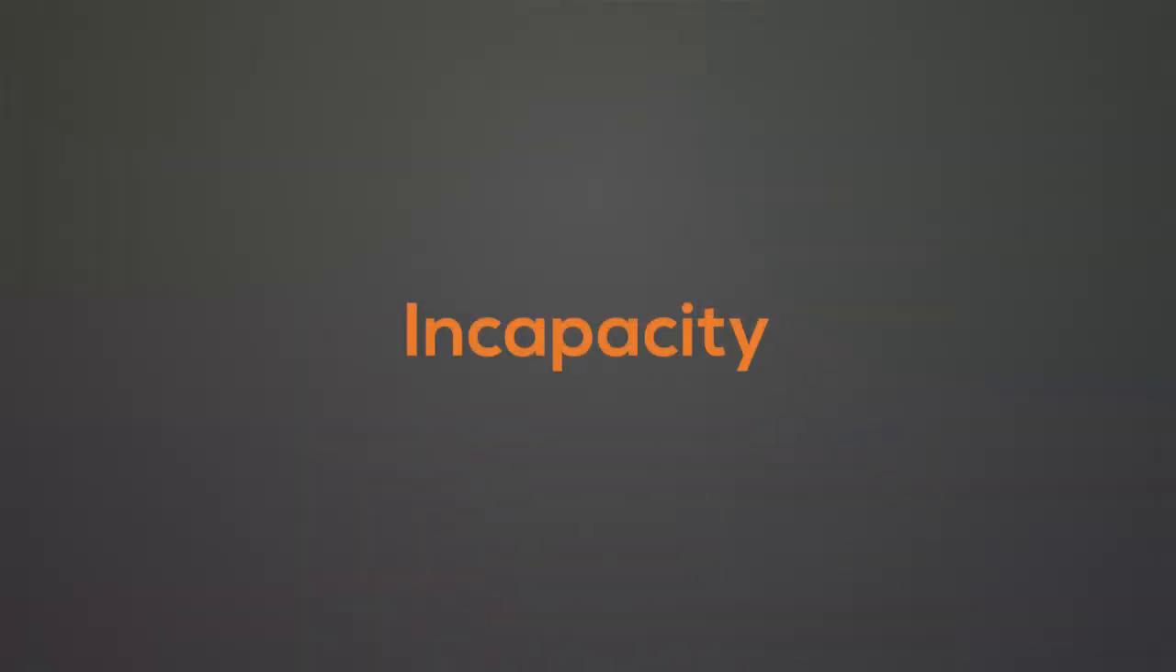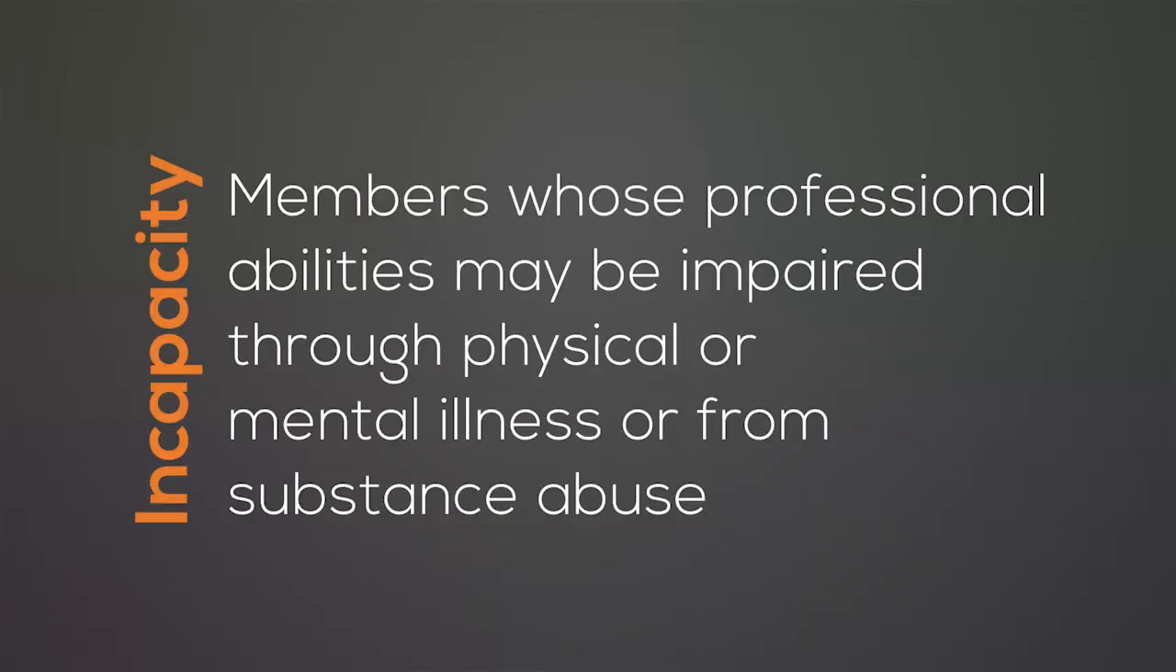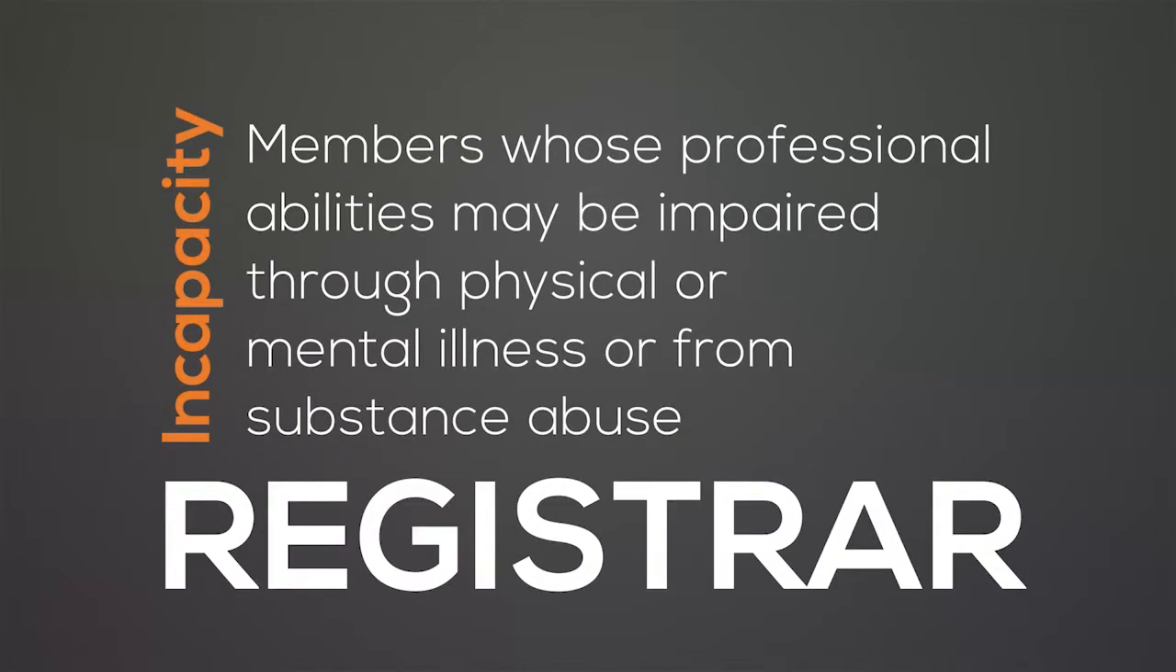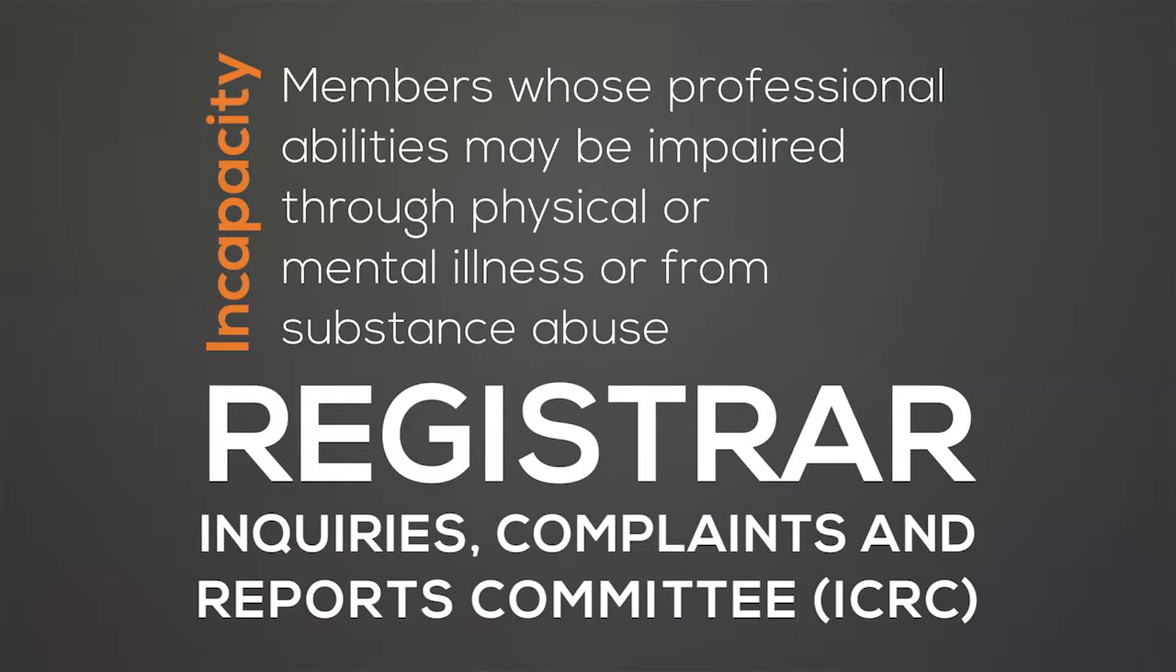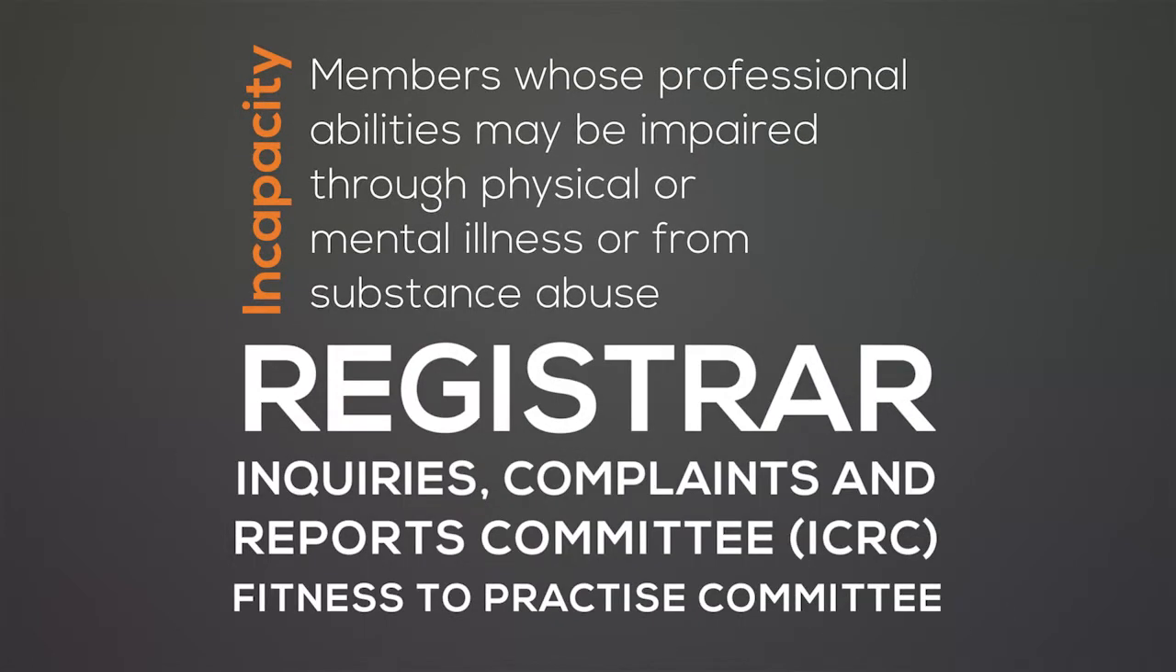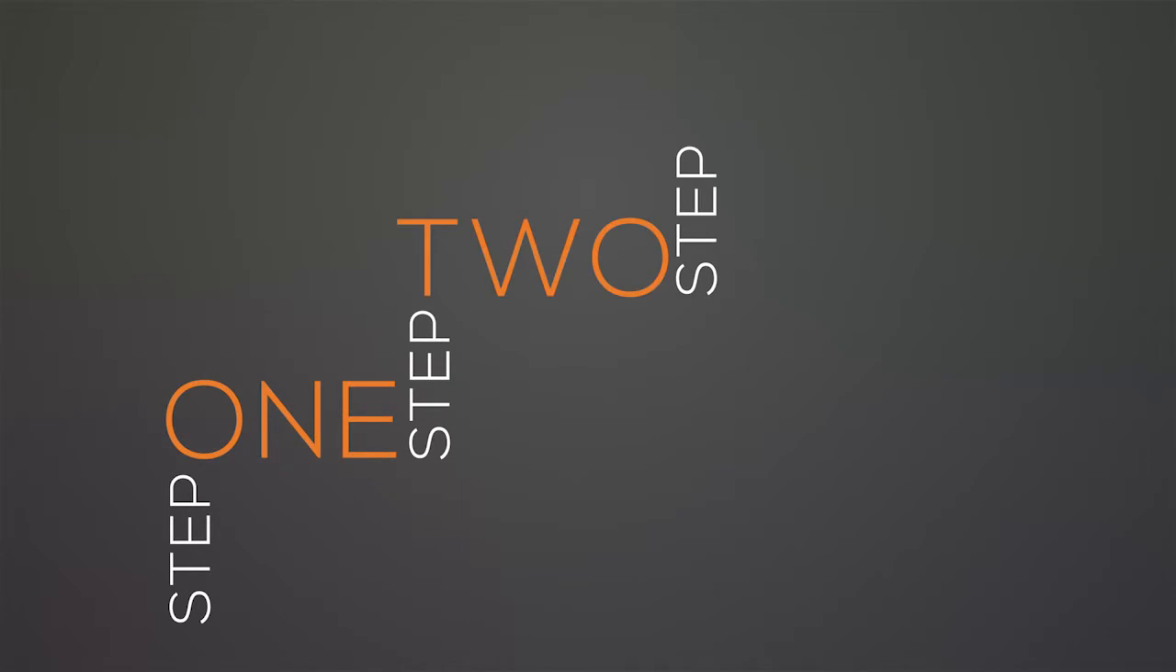The RHPA's incapacity provisions deal with members whose professional abilities may be impaired through physical or mental illness or from substance abuse. The process for dealing with concerns about a member's incapacity is somewhat confusing because different aspects of the process are managed by a number of agents, including the Registrar, the Inquiries, Complaints, and Reports Committee, and the Fitness to Practice Committee. The process basically follows 3 steps.